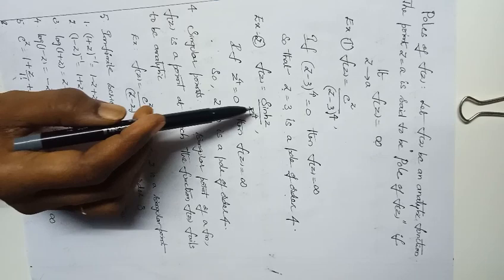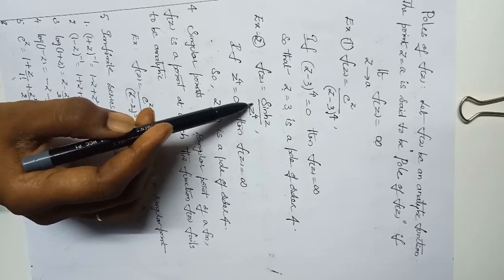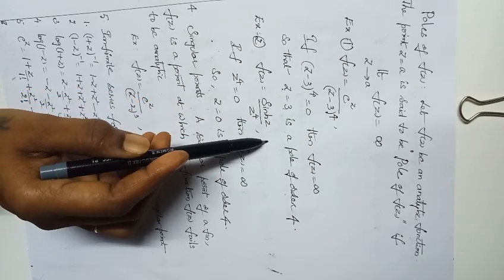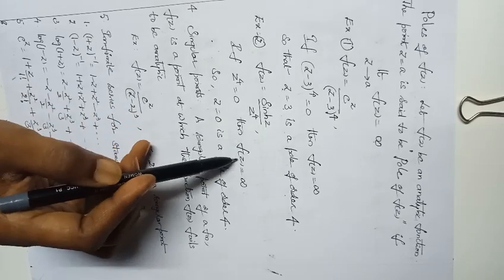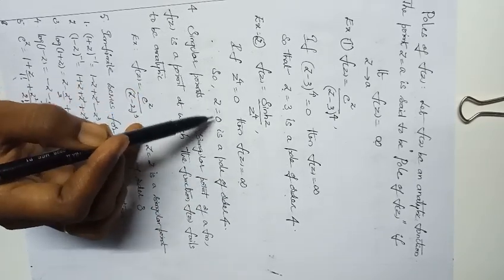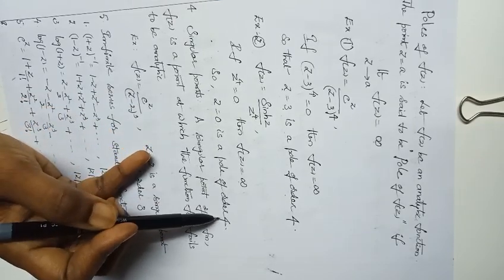Totally, z = 3 is a pole of order 4. Second function: this is sinh z by z power 4. Now if the denominator is 0, then the function is infinity. From that we can define the corresponding poles. So z power 4 equal to 0, then f(z) will be infinity. I mean z power 4 equal to 0, then z = 0 is also a pole of order 4.